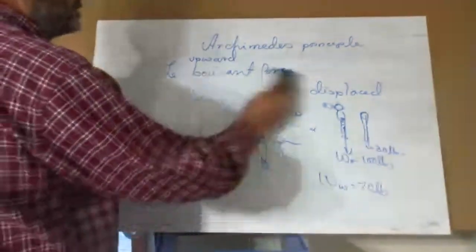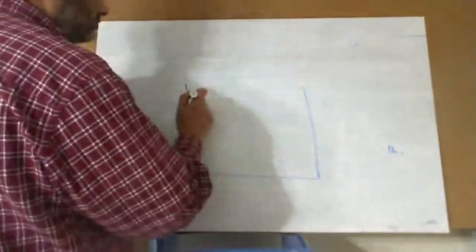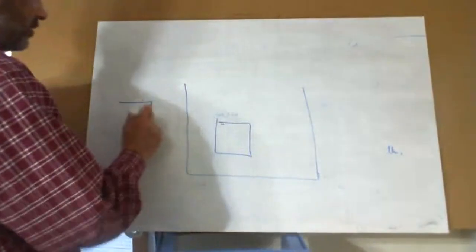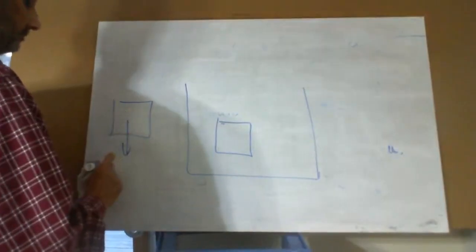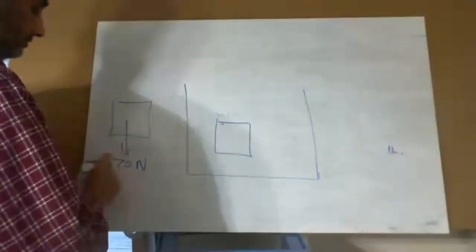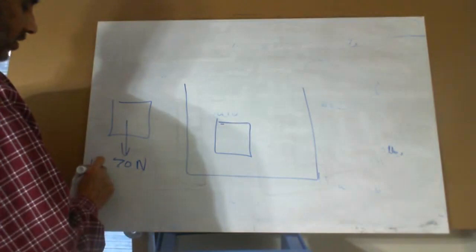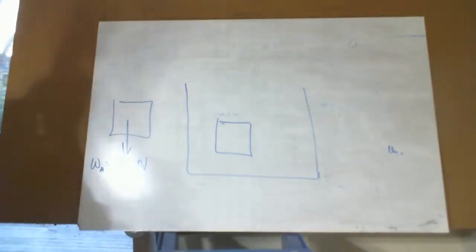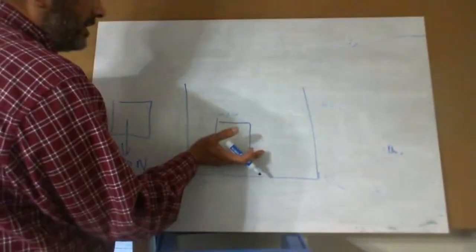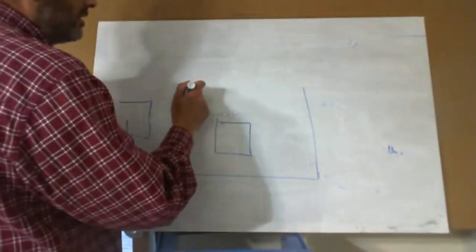Okay. So for example, suppose you have an object in water. I push it underwater. Let's say the weight of the object is 70 newtons. So weight, I'll call this weight in air, 70 newtons. I push it underwater. What will the object do? It will begin to rise, right?